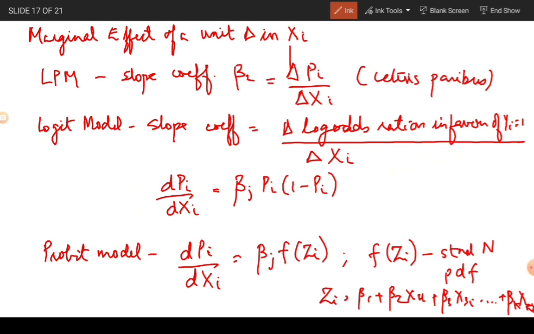As far as the syllabus is concerned, we only need to cover the logit and the Probit model. I covered the LPM just so that you have a standard to compare the other logit and Probit models to. So with this we can wind up our discussion on qualitative response regression models.